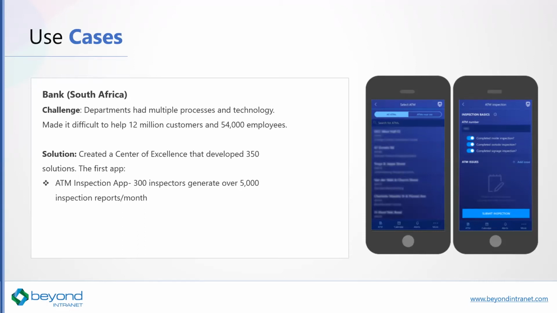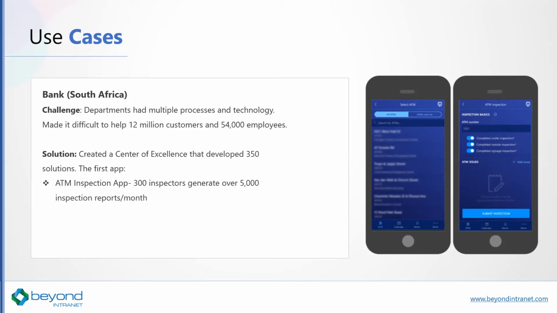The departments had multiple processes and technologies. I've worked in a multi-billion-dollar corporation, and I had the opportunity of seeing how difficult it is when one sales department uses a CRM from Salesforce, another one uses a Microsoft Dynamics CRM, and a third uses an Excel spreadsheet. It's very difficult to give a unified decision and to help your clients. And this is the problem this bank was having.